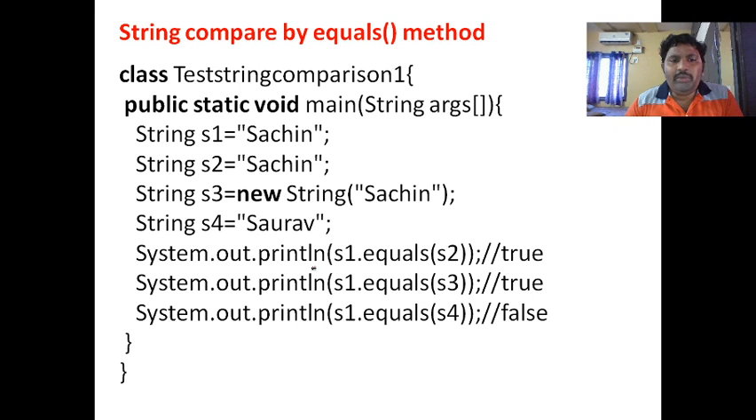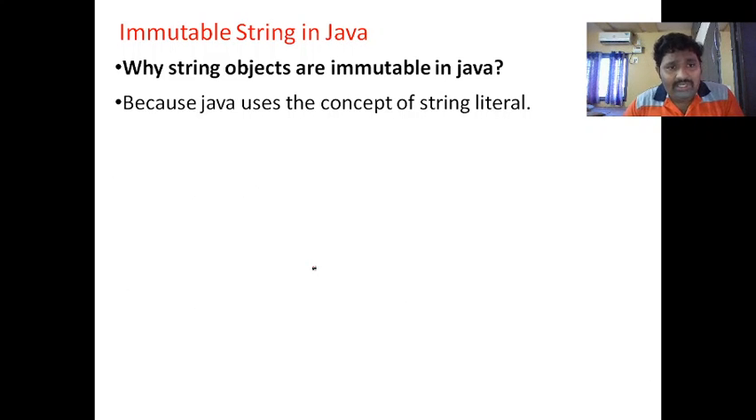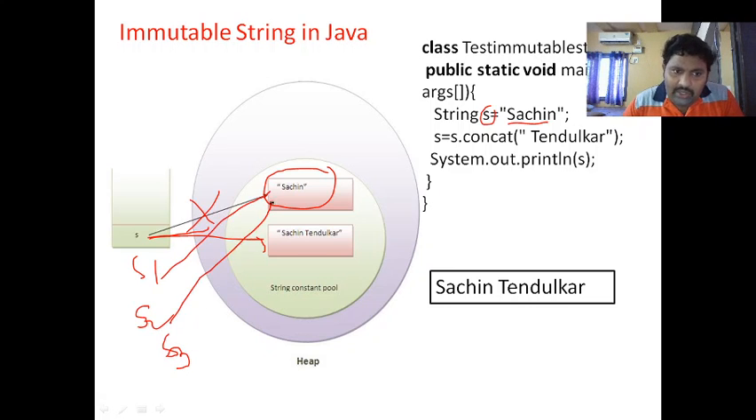Why immutability is built into the Java programming language: for example, if several variables are there, I will explain with the previous diagram. Here I have s1, s2 and s3, and several objects like that. S1 is pointing to Sachin, s2 is pointing to Sachin, and s3 is also pointing to Sachin. Now, with respect to s1, if I change Sachin to Sachin Tendulkar, what about s2 and s3? They don't require Sachin Tendulkar. They want only Sachin.